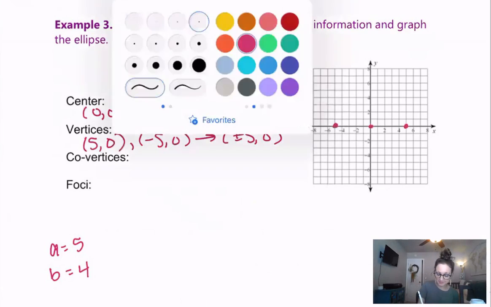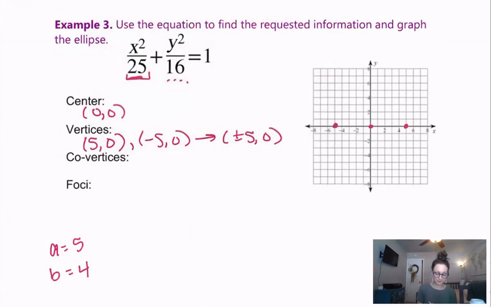Your co-vertices, you're going to take your B, and now add and subtract that to the y-coordinate of your center. So that's going to be 0 comma plus or minus 4. So here and here, and now I can draw my ellipse. So I've got something like that.